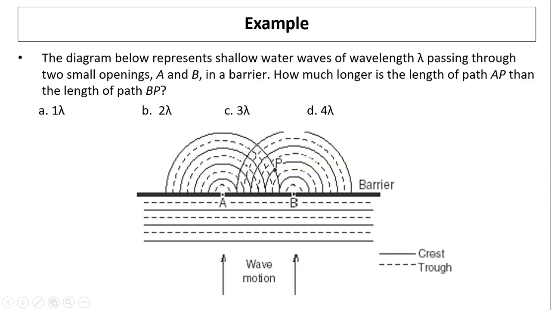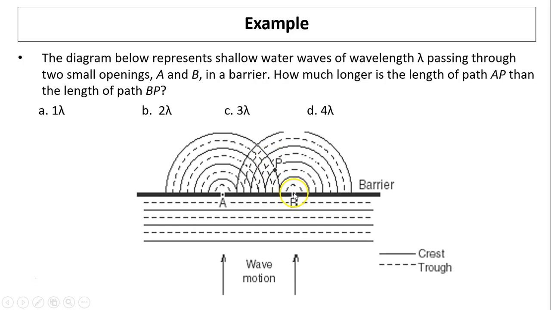Let's take a look at this example. The diagram below represents a shallow water wave of wavelength lambda passing through two small openings in a barrier. How much longer is the length of path AP than the length of BP? Let's take a look at AP. How many waves is that? A wave is crest to crest. So over here, you start with a kind of small crest, right? Here's one wave, two waves, three waves, four waves. So AP has 4 waves.